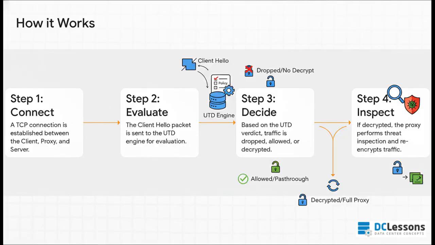Okay, let's really unpack this step by step. It all kicks off with a standard TCP connection. Then, in step 2, the client sends out its client hello packet. The proxy snags that packet and passes it over to the UTD engine, and that brings us to the key moment, step 3. The UTD engine looks at your policy and makes a call. Does it drop the traffic? Does it let it pass through untouched? Or does it send it on to step 4 for the full decryption and inspection process? It's all about that policy-based decision.